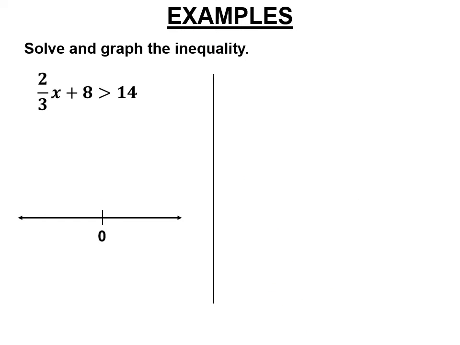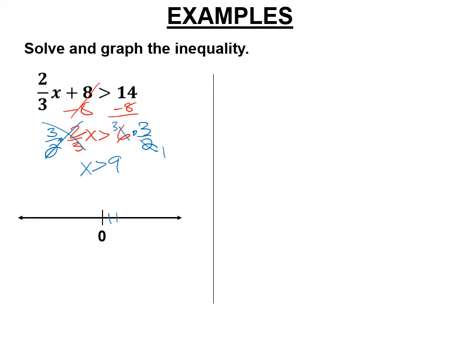So now we're going to solve and graph this inequality. So we're going to subtract 8 from both sides. 2/3 x is greater than 6. How do we get rid of a fraction coefficient? We multiply both sides by the reciprocal. Right? These 2's cancel, these 3's cancel. You get x is greater. This 2 cancels with this 6. And we get x is greater than 9.